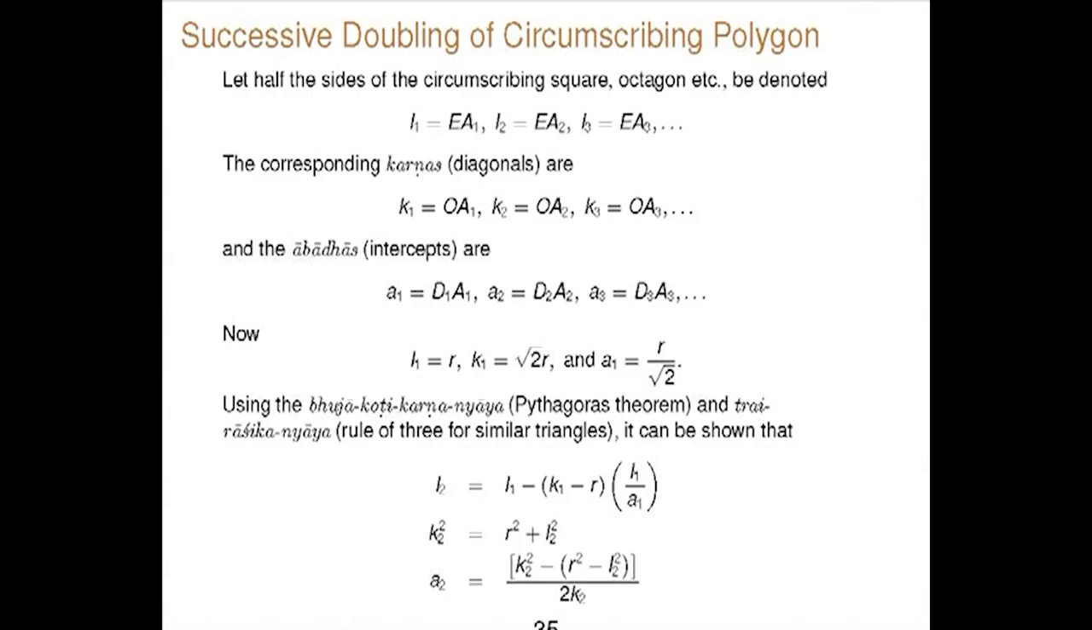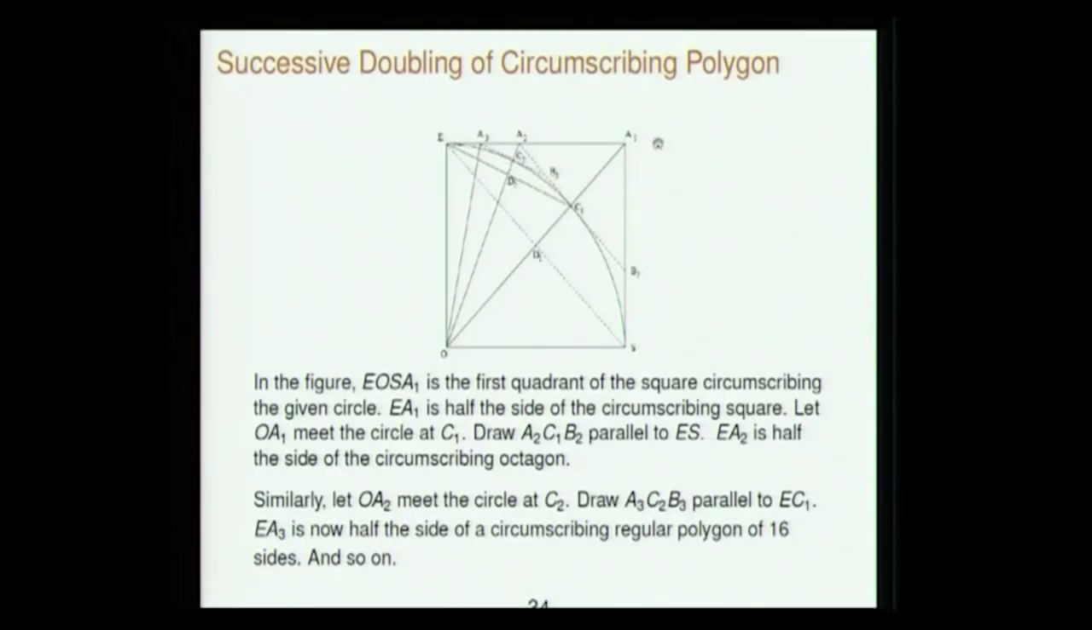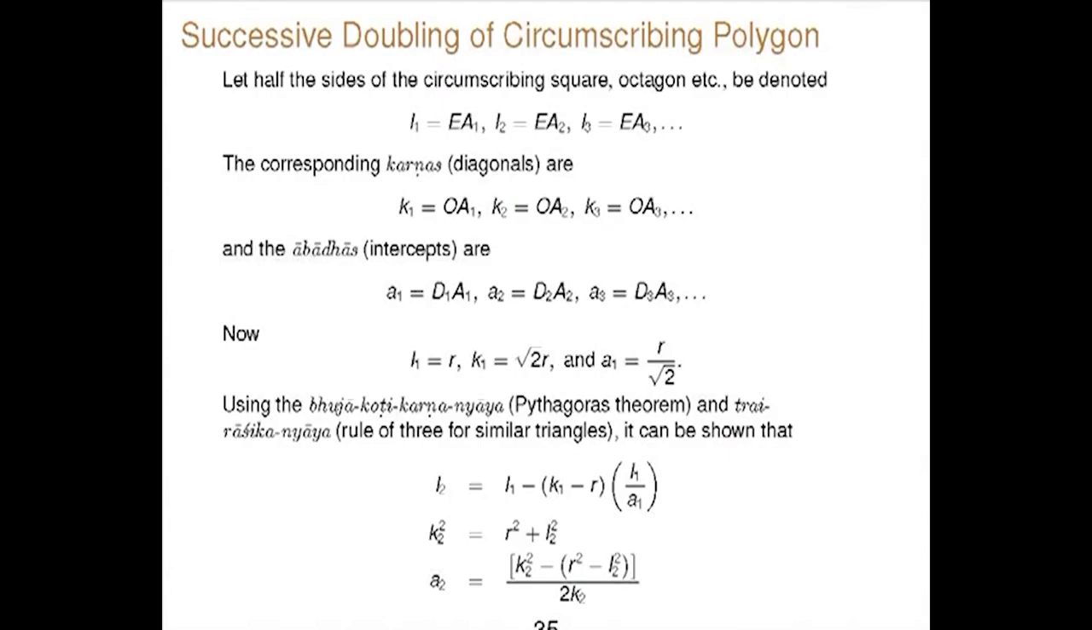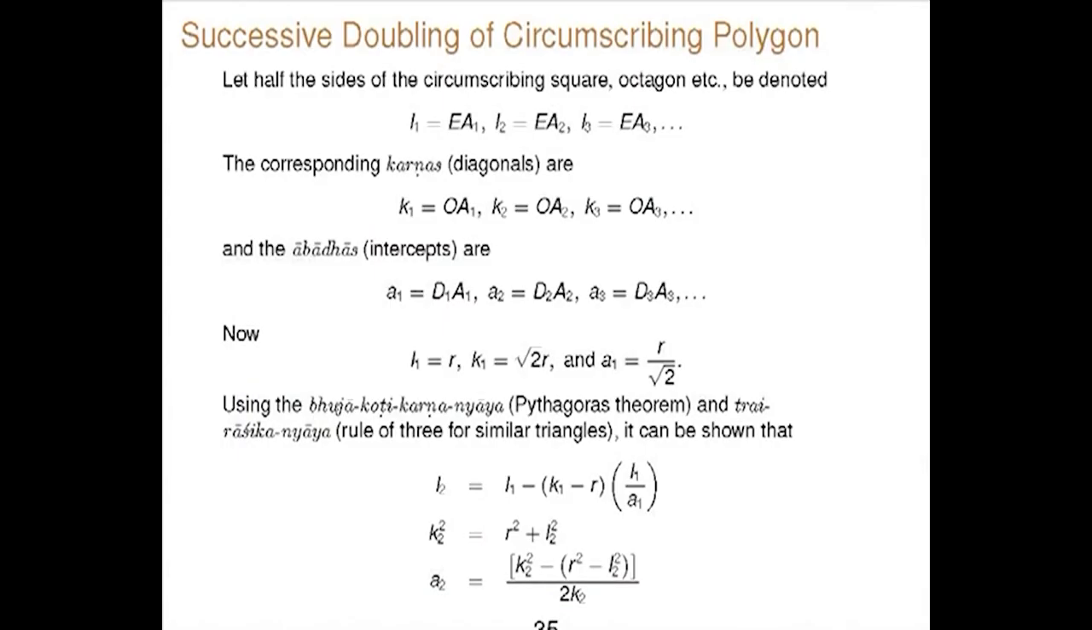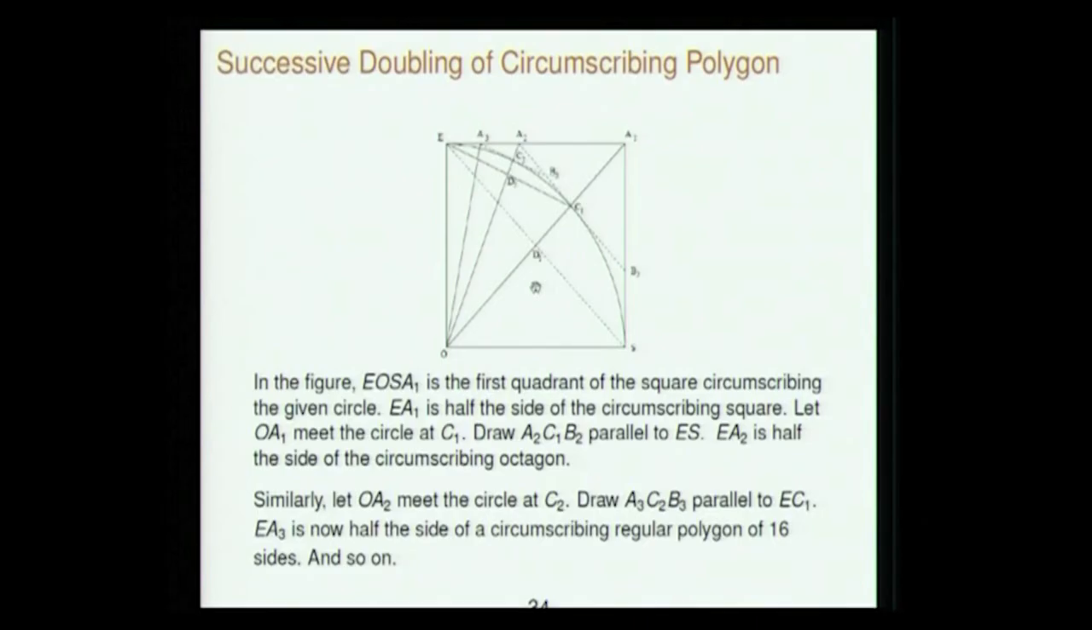So EA1 is half the side of the circumscribing square, EA2 is half the side of the circumscribing octagon. The octagon will look like this. Here, this is part of the octagon, it will go like that. So this is half of the side of the circumscribing octagon. EA3 is half the side of the circumscribing 16 sided polygon. The corresponding karanas are OA1, OA2, OA3, denoted by K1, K2, K3. The corresponding abhadas, the abhadas are the intercepts D1A1, D2A2, D3A3.